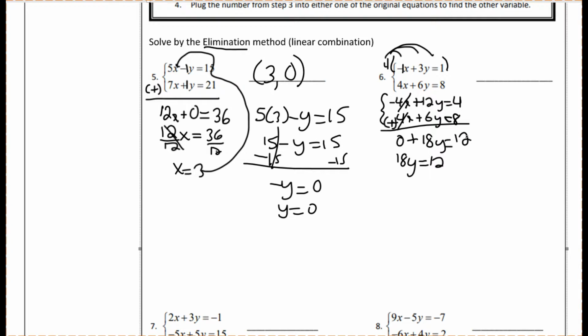Now at this point we can begin dividing by 18 and solving for y. This is a fraction, so I'm going to reduce it. 12 over 18, we can divide top and bottom by 3. So we have 4 over 6. We can divide even further, and we get 2/3. Okay, so y equals 2/3. So now we know what y is.